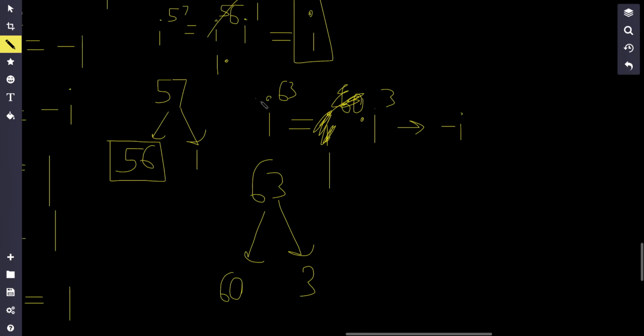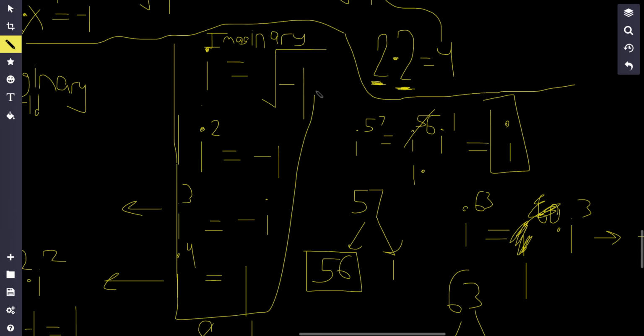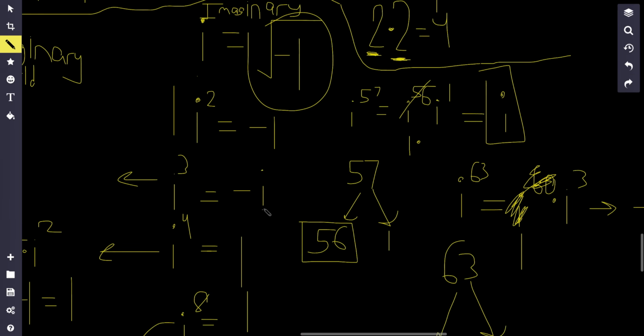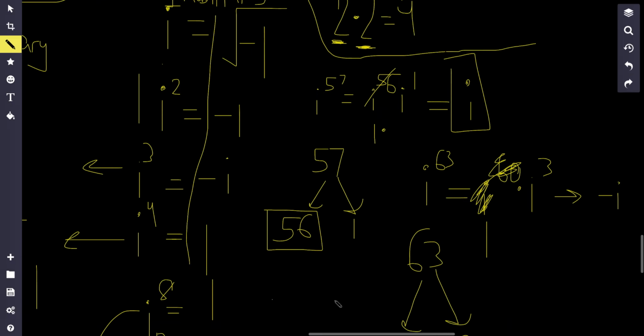So whenever you do these I to some power problems, you're always going to end up with either I to the 1st power, I to the 2nd power, I to the 3rd power, or I to the 4th power. You're always going to end up with one of these 4 answers. Okay? So that's something important to know.